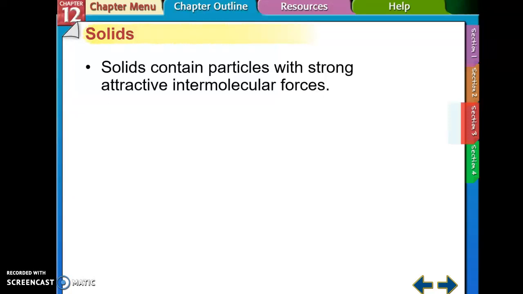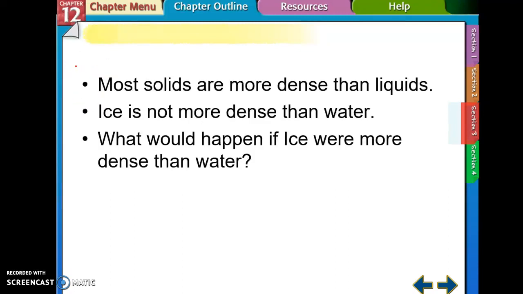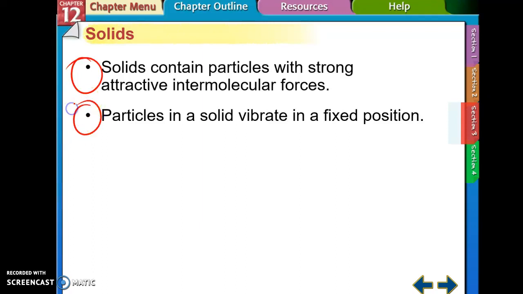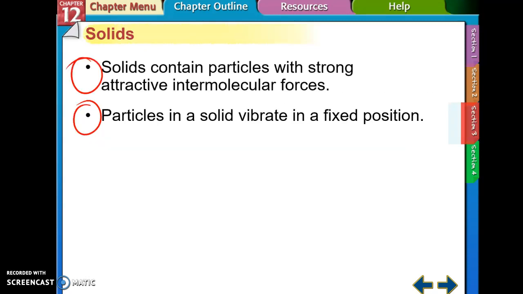So now we're going to switch gears and talk about solids. Solids have very strong intermolecular forces. While their particles are still moving and still have kinetic energy, they mostly just vibrate in a fixed position. And solids are typically more dense than liquids, with the exception of ice. Ice floats. It's weird that ice floats. And we will talk about that a little bit more in class. And answer the question, what would happen if ice were more dense than water? But ice is not. It's an anomaly. But most of the time, solids are more dense than liquids because of those really strong attractive intermolecular forces, hydrogen bonds and dipole-dipole.